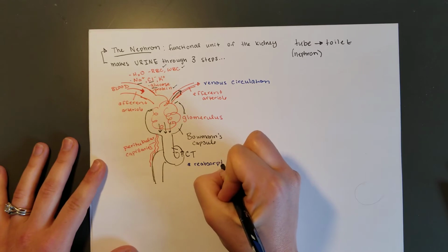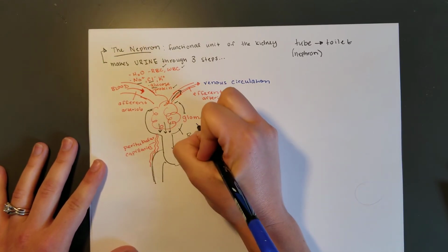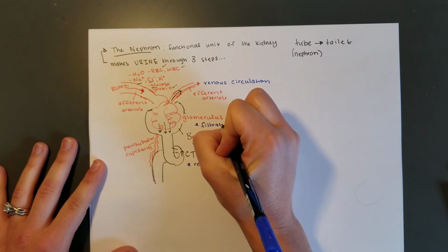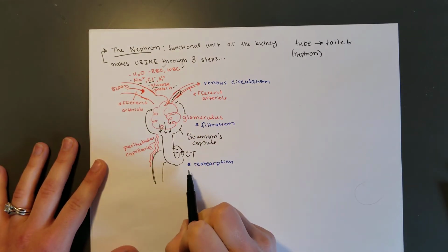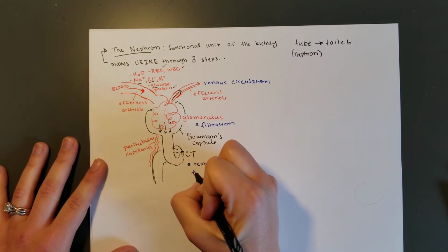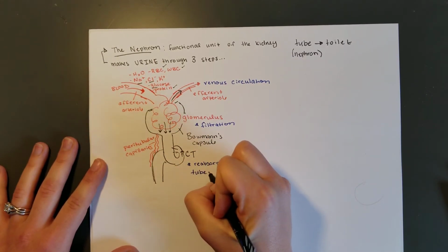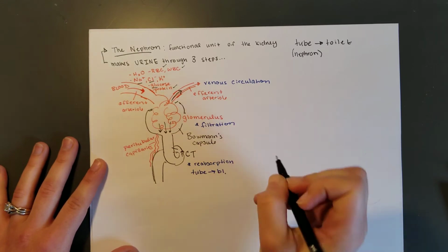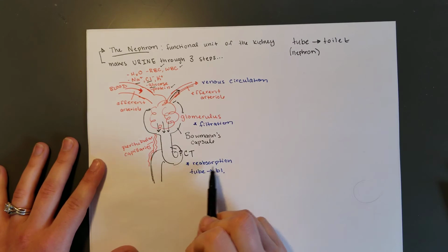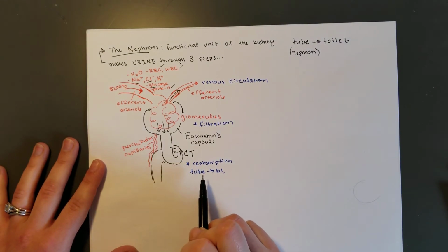Okay, so I really should have put here at the glomerulus, we see filtration. And here is reabsorption. All reabsorption means is that you're going from the tube to the blood. And remember, if it's in the tube, it ends up in the toilet. So essentially, we are reabsorbing anything we do not want to pee out.